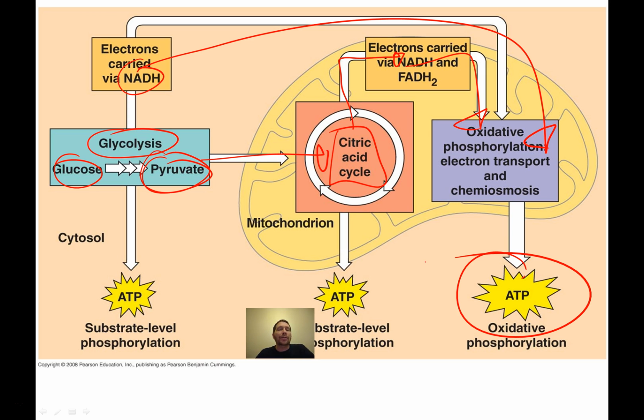So that's the whole process of cellular respiration. We start out with glycolysis as the first step. We move on to the Krebs cycle as our second step, and then we have the electron transport chain as our third and final step. And the purpose of all of these guys is to make ATP.